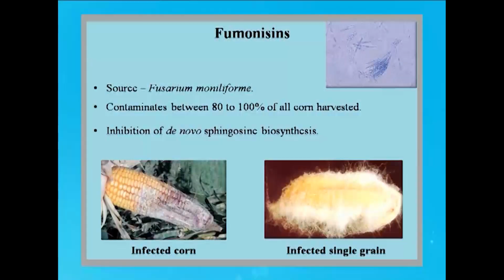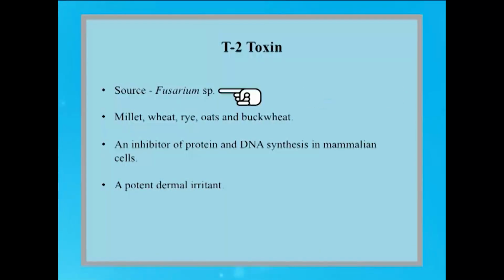Fumonisin is another mycotoxin that is released by Fusarium moniliforme. It is seen that about 80 to 100% of the corn being harvested is affected by fumonisin. This causes the inhibition of the de novo synthesis of sphingosine. T2 toxin is a mycotoxin produced by many species of Fusarium. This toxin causes food poisoning of millet, wheat, rice, and oats, and it is an inhibitor of protein and DNA synthesis in mammalian cells. So this is very potent and very poisonous for humans to consume food items affected by T2 toxin.